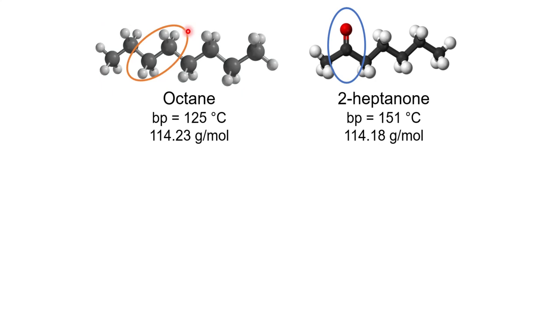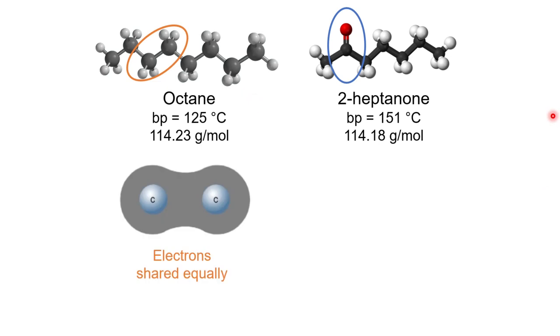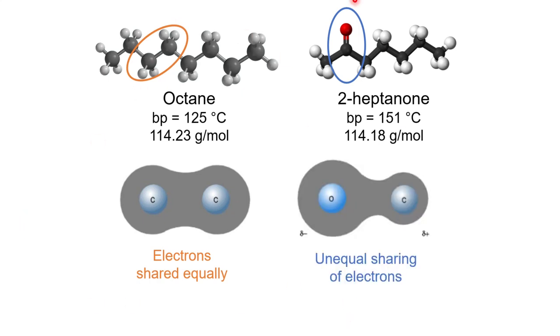This just has carbons and hydrogens. So the only intermolecular forces that are available to octane are those dispersion forces that we've talked about, because the electrons are shared equally between these carbon and hydrogen bonds. This is a non-polar molecule. But for heptanone, because oxygen has a partial negative on it, and this carbon has a partial positive, now we have this unequal sharing of electrons. So this region of the molecule is polar. This is all still non-polar over here, but this region has a distinct pole.